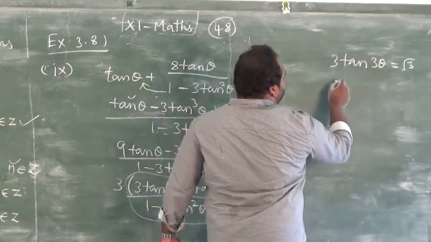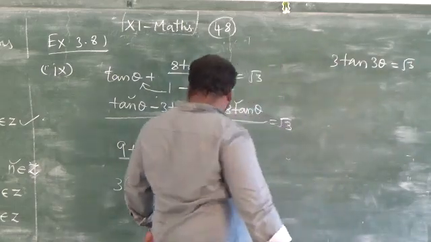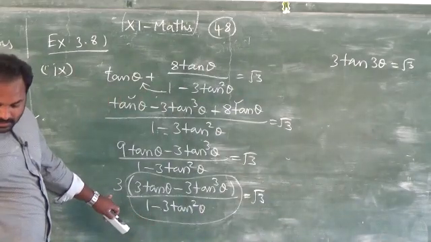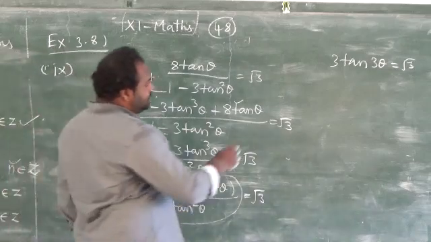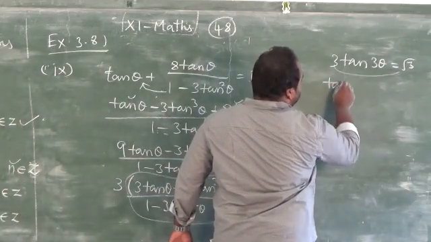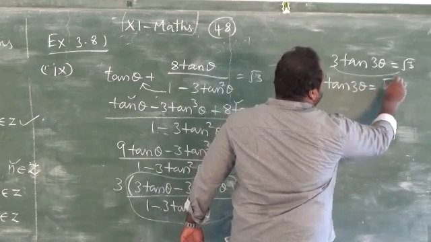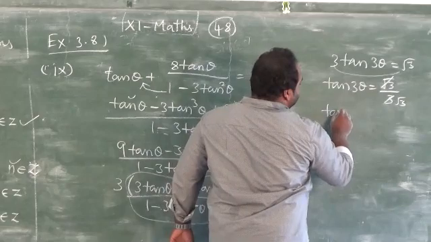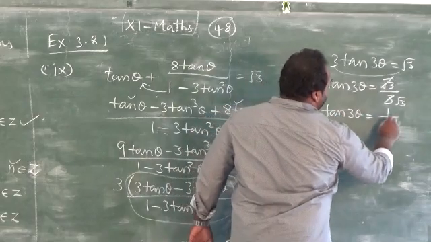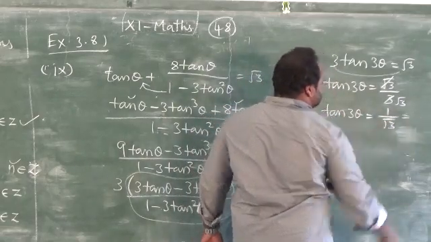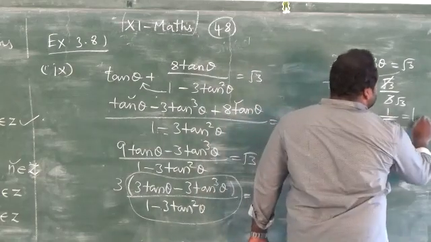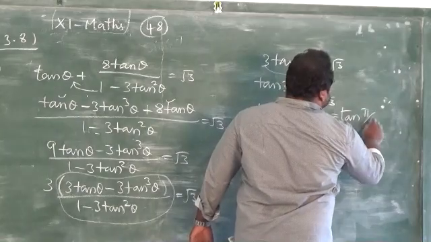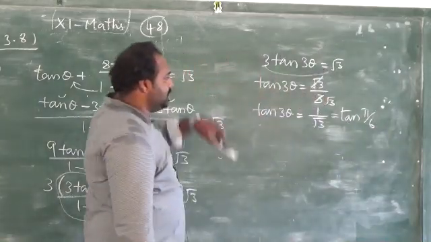So carry this 3 to the other side: tan 3 theta equal to root 3 by 3, this will be cancelled, so 1 by root 3. Tan 3 theta equal to 1 by root 3, and 1 by root 3 is tan pi by 6, the tan 30 value, pi by 6.